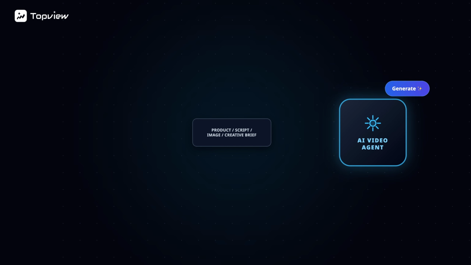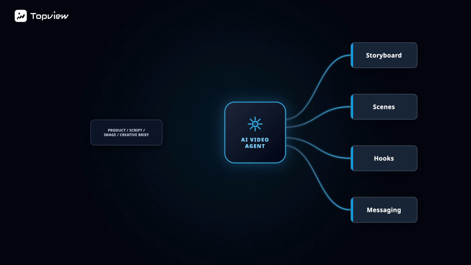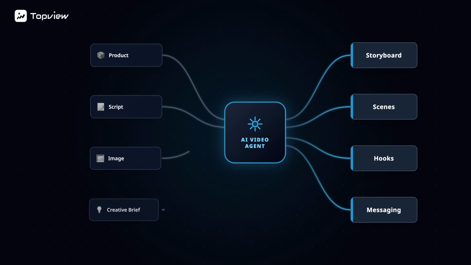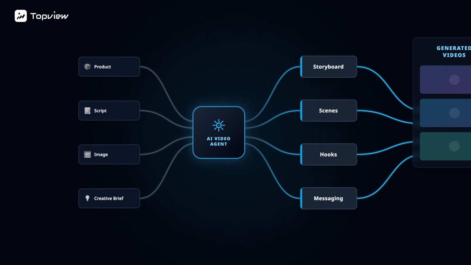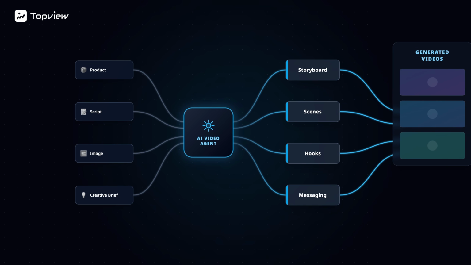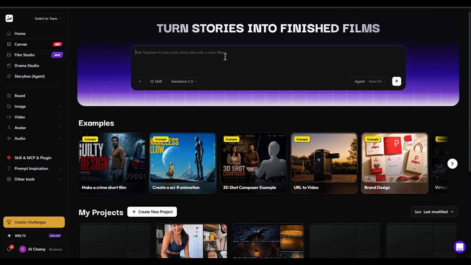Giving an idea results in the creation of full videos in bulk. It's an AI video agent combined with a visual workspace. You give it a product, script, image, or even a creative brief, and it plans the storyboard, scenes, hooks, and messaging, then generates and organizes everything right on the canvas.